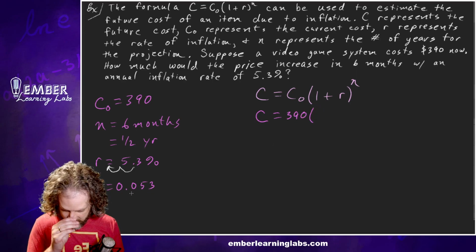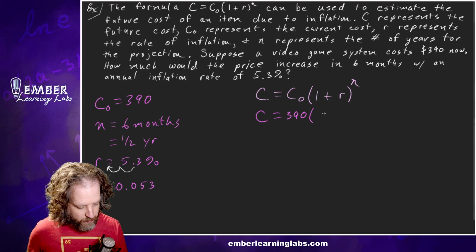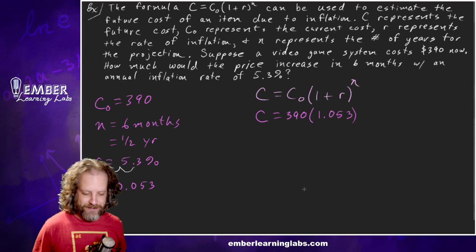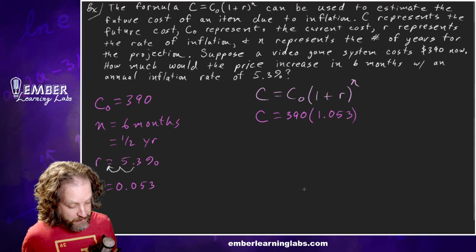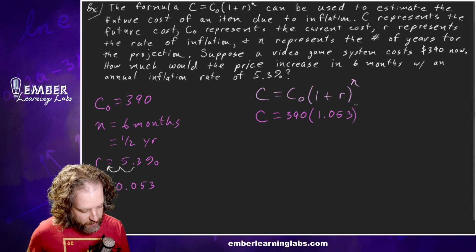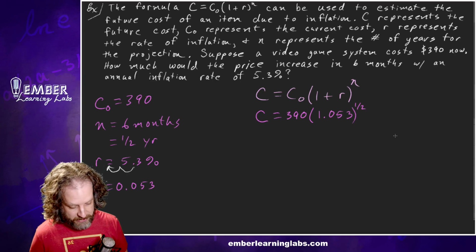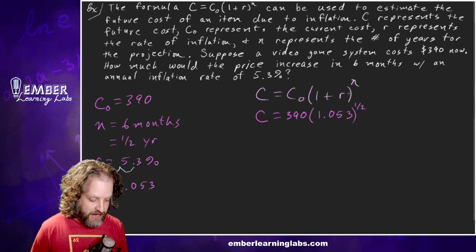1 plus 0.0453 would be 1.053. Kind of cheating and doing those two steps in one, right? And n was 1/2. Okay, so now it's just an order of operations problem, and pretty much, since we got weird decimals and things, pretty much a calculator problem.